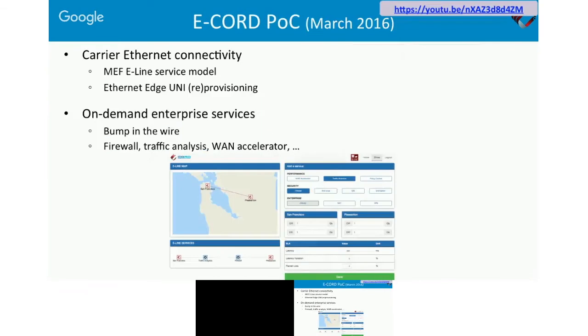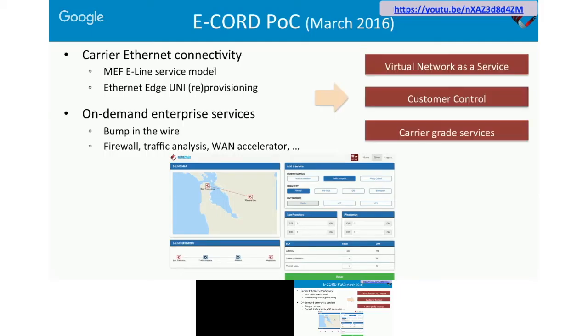In fact, we demonstrated these capabilities at the POC in March. We had a customer portal, and from there a customer could, with a few clicks, set up connectivity, an E-line, between their branch offices. Once that was set up, they could take a look at the connection. If they needed to, they could spin up services and tweak that connection. So what we basically demonstrated were those three key value propositions.